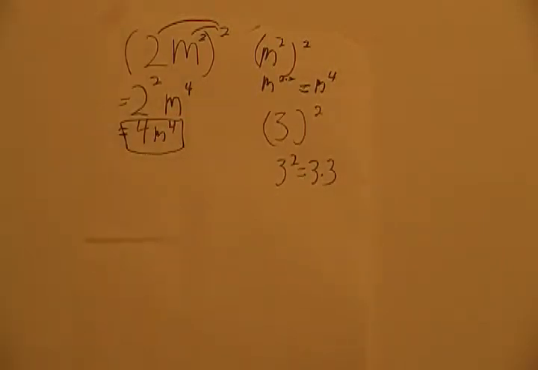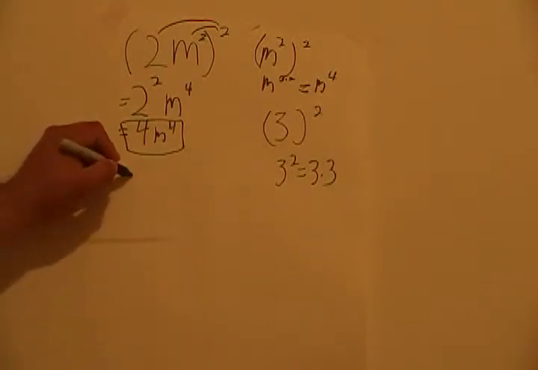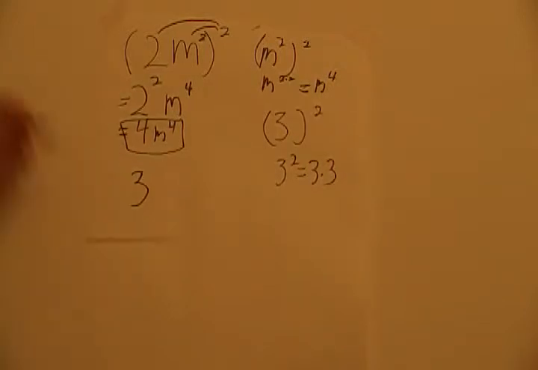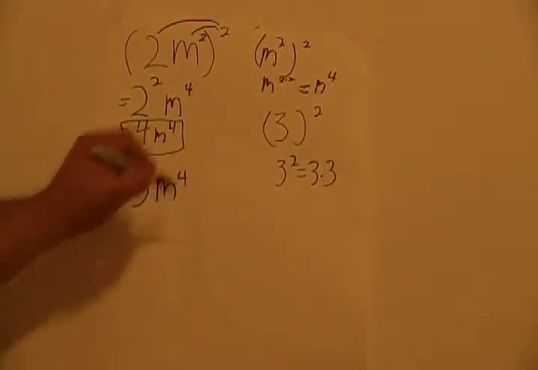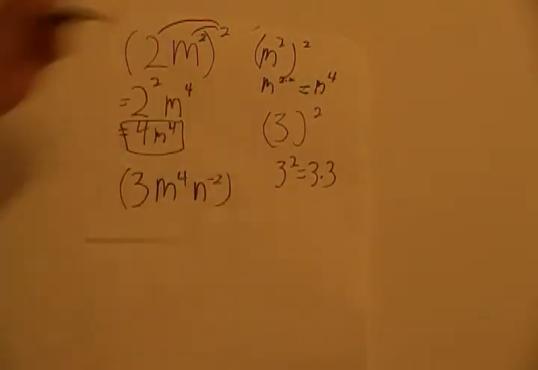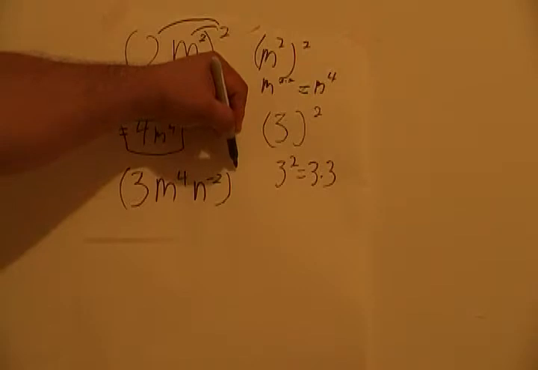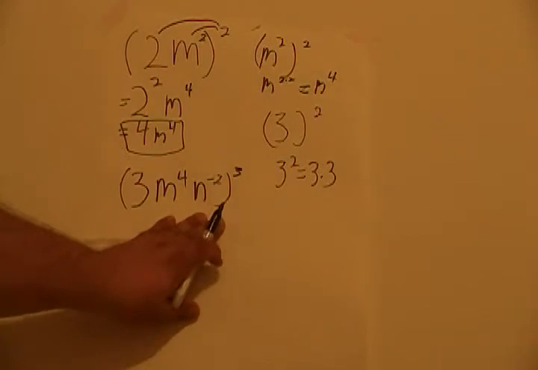Let's try another one. Now let's try one where we have 2 variables and also a coefficient. So let's choose, how about 3, and then we have m to the fourth and n. Well, let's be adventurous here. Let's have n to the negative 2. This isn't impossible. You could probably have this. And everything is going to be cubed. How would you solve this problem?